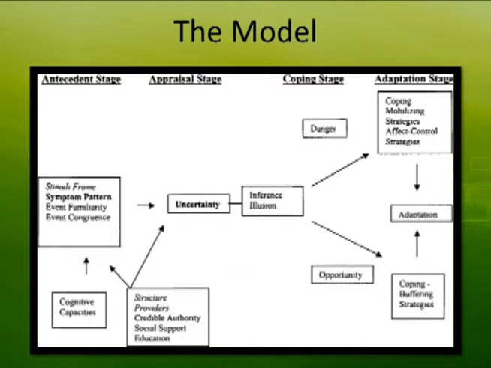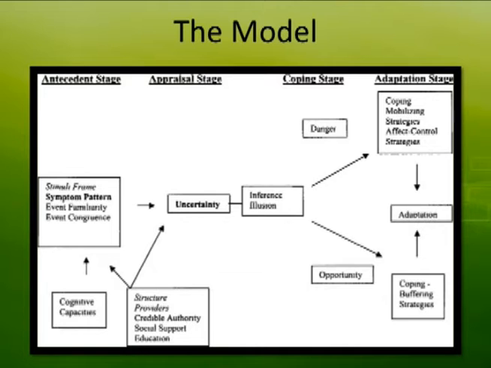According to Mishel, this theory explains how individuals construct meanings for an illness event. In the model, there are 4 major phases, and I will explain each of the phases in detail. Before we begin, uncertainty as defined by Mishel is, quote, the inability to structure meaning, end quote.